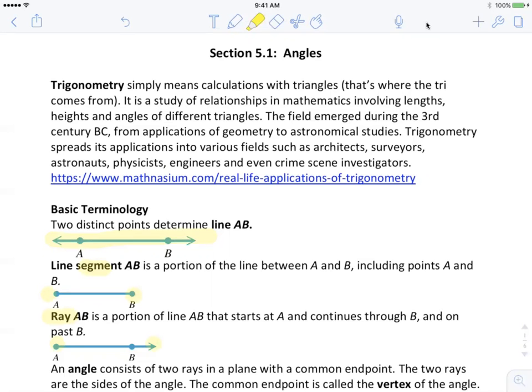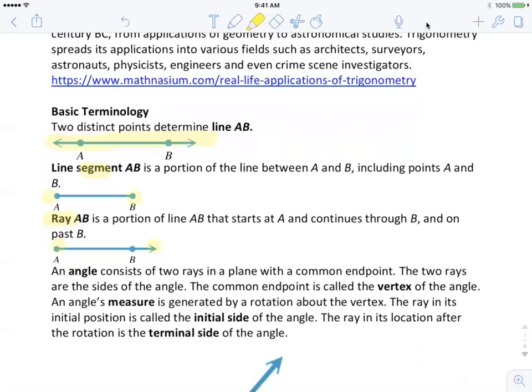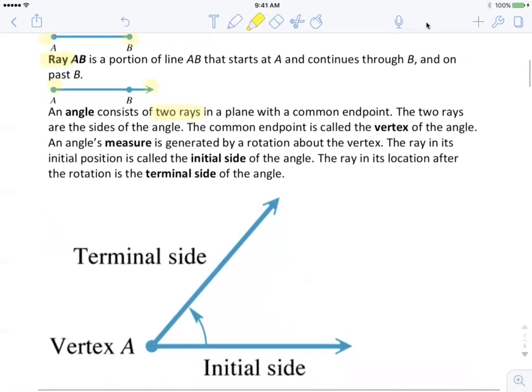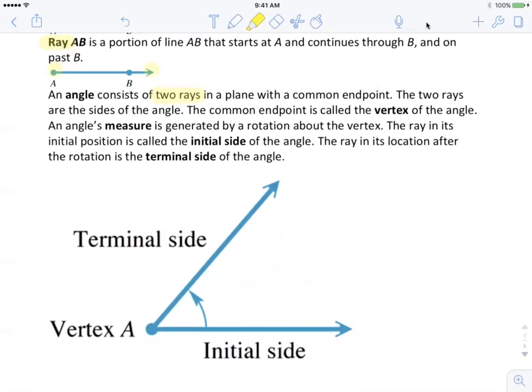An angle consists of two rays with a common endpoint. That common endpoint is called a vertex. So there's your common endpoint there, and then we have our two rays.